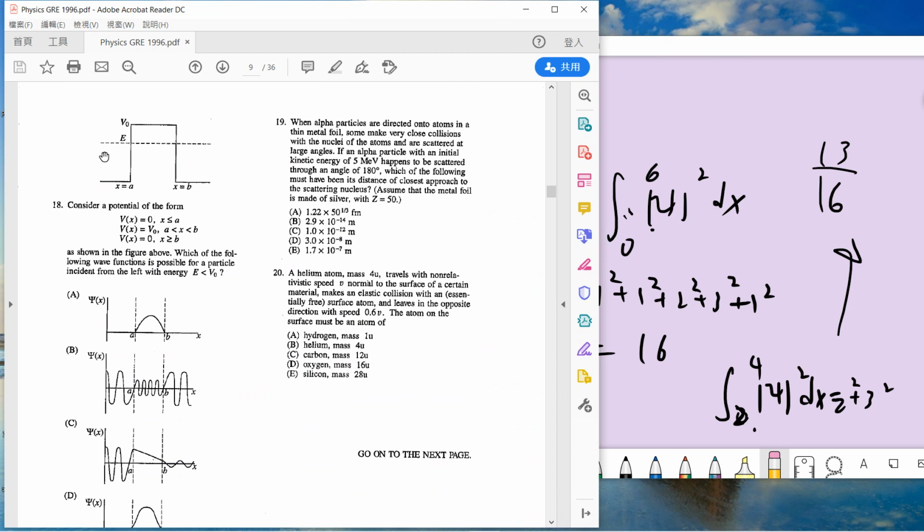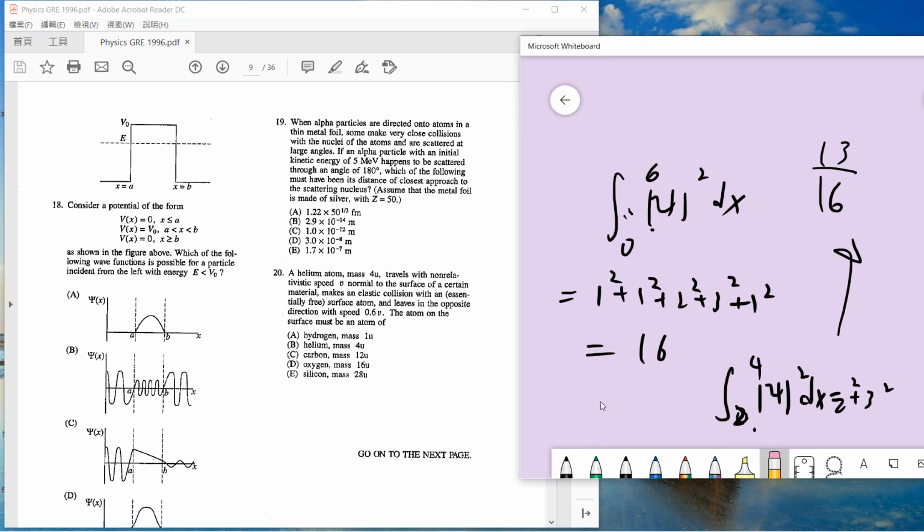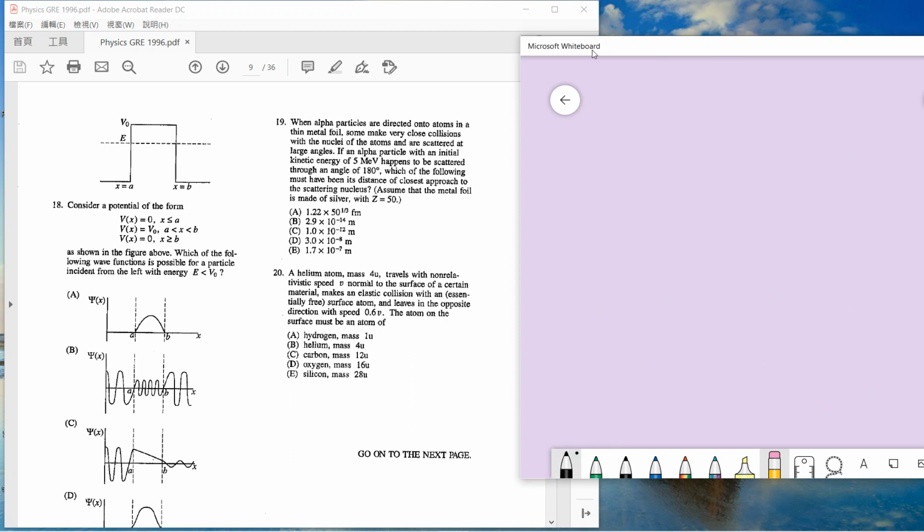Okay, and it gives you a potential and asks what is the correct shape of the ground state. What's the correct shape of a possible wave function? Remember that when your total energy is larger than 0, then it should be sine or cosine. So let me summarize: when your total energy is larger than 0, the answer should be sine kx or cosine kx, for some k.